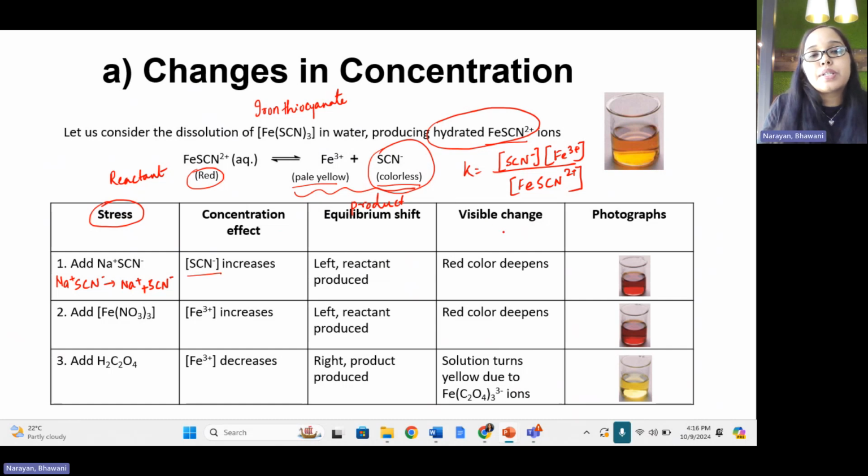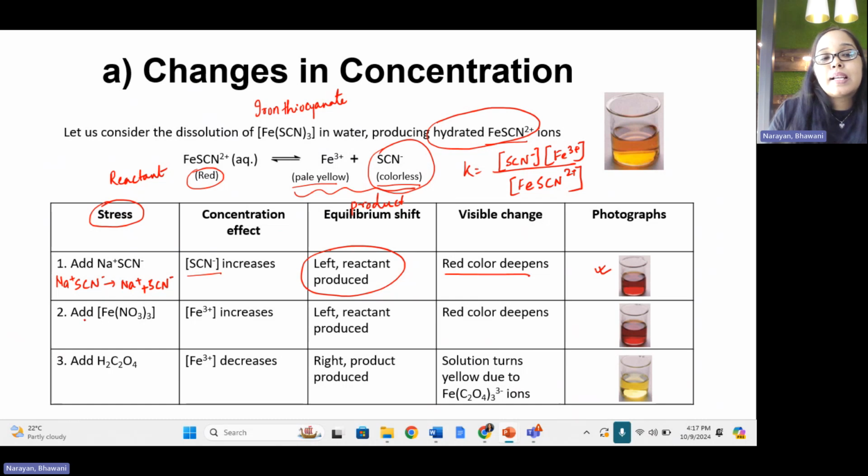As I'm increasing the product concentration, my equilibrium is going to go backward. The reaction will try to consume the added product, so it's going to go from product back to the reactant. What you would see is a left equilibrium shift and production of more of the reactants. What happens then to the color? We said that FeSCN2+, which is the reactant, is a red colored solution. So you would see that the color of the solution becomes more and more red. The red color deepens, and this is how it's going to look. I hope you understood this. If you did not, please put your concerns in the chat, and I would answer them as soon as possible.